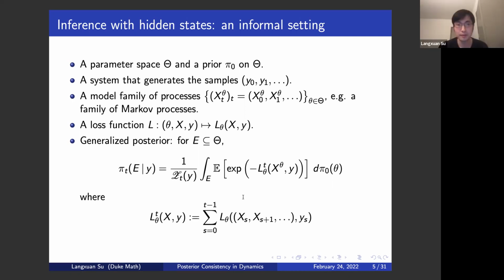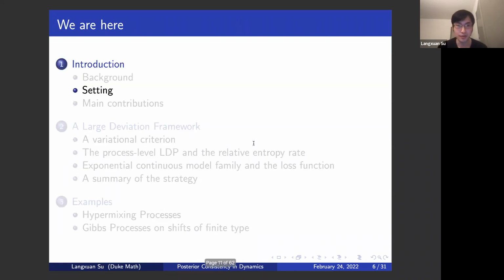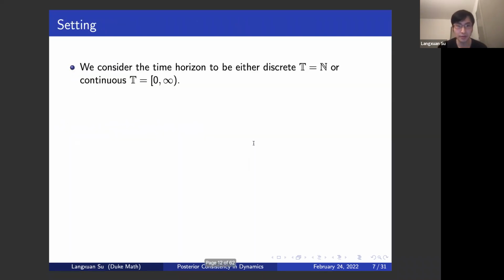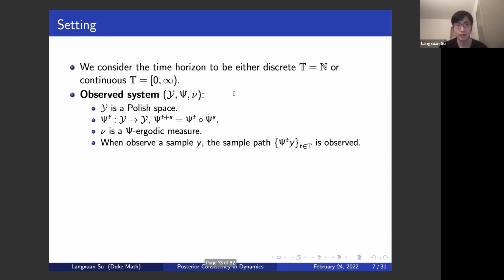Okay, let's move on. So this is the stripped down version of the setting. Just to be more pedantic than necessary, I'll give you the precise mathematical formulation, which is not very important, but just to be precise. In this work, we actually consider both discrete time and continuous time horizon. And our observed system, the system that generates the samples, is formally defined as this.